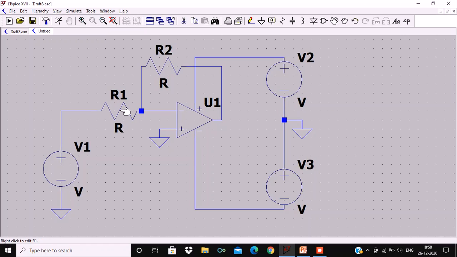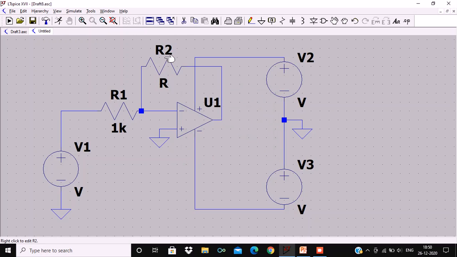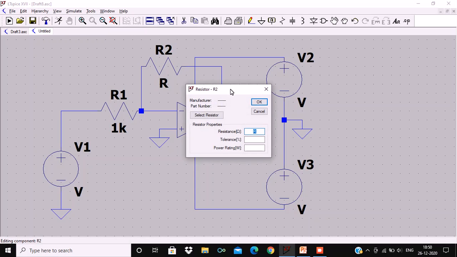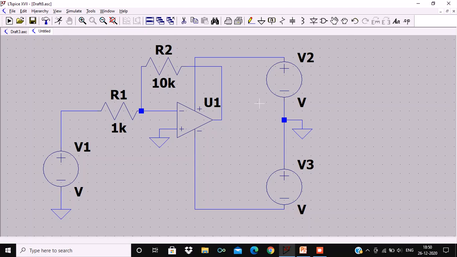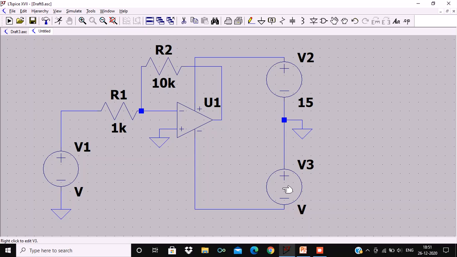Now I am choosing my required components. First of all, I am choosing the series resistance R1. Let this series resistance R1 be equal to 1 kilo ohm. The another resistance, that is feedback resistance, let it be 10 kilo ohm, so that gain comes out to be a factor of 10. The voltage sources which are connected to the op-amp are chosen to be 15 volts.